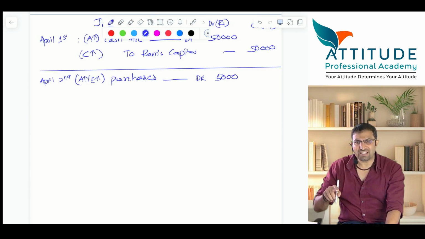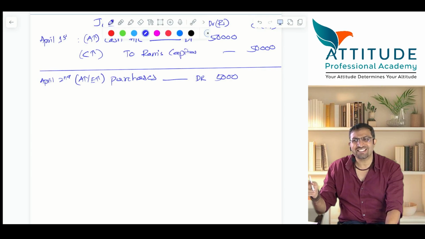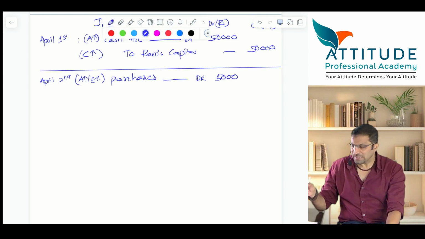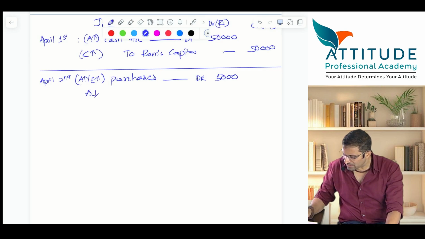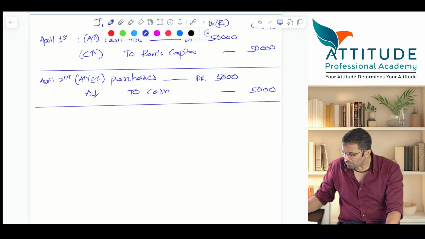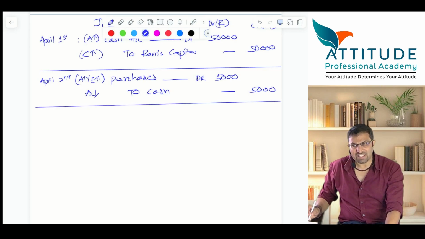So what you got is goods. What you gave is cash. Cash is an asset. Here that cash balance is increasing or decreasing? Decreasing. So asset decreases, to cash 5,000. Is that clear? I'll put the narration later on, but right now we'll concentrate only on debit and credit principles.